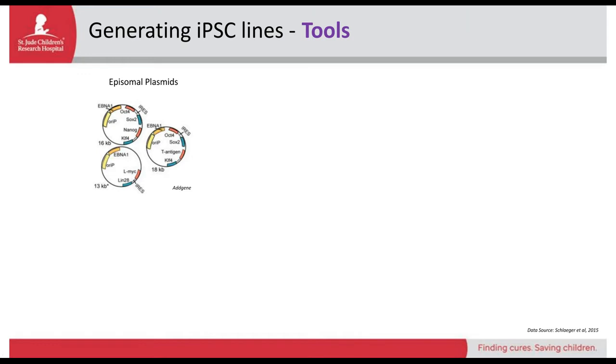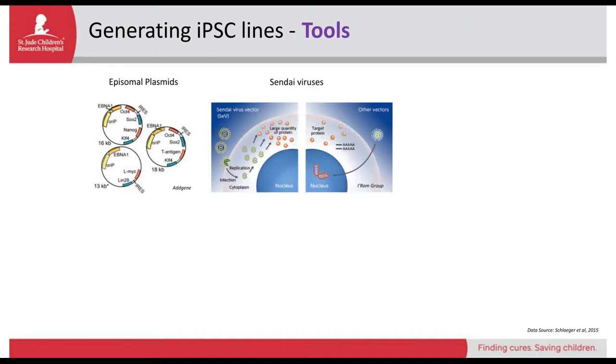They do not integrate into the genome. They stay extrachromosomal, where they will express themselves. The second most common method is using Sendai viruses, where we've generated a modified, non-transmissible form of the Sendai virus vector, which is a single-stranded RNA, which again does not integrate with the genome. It replicates and undergoes translation in the cytoplasm.